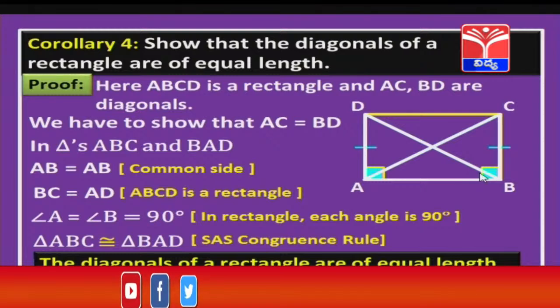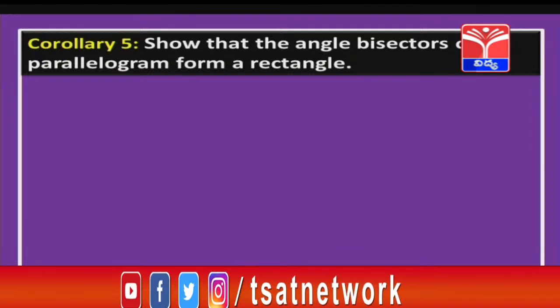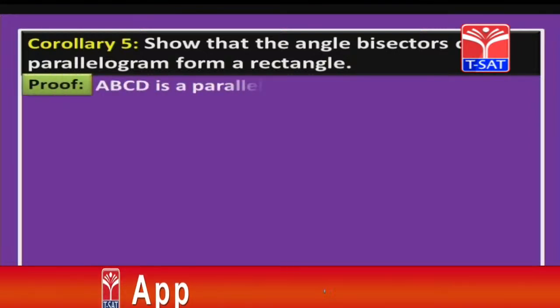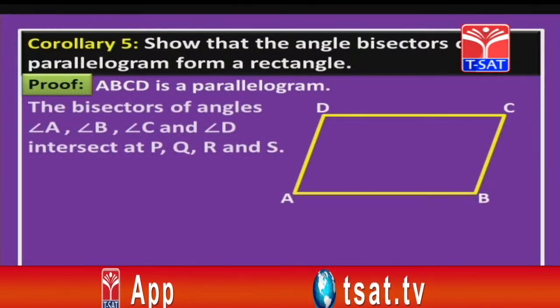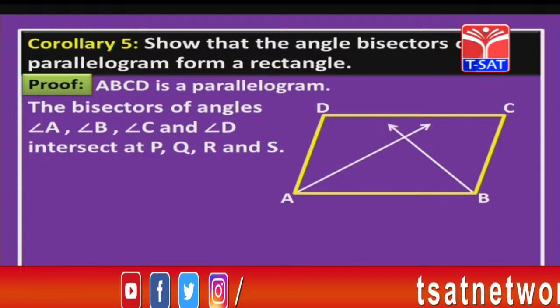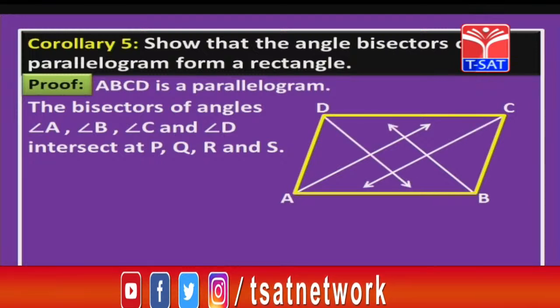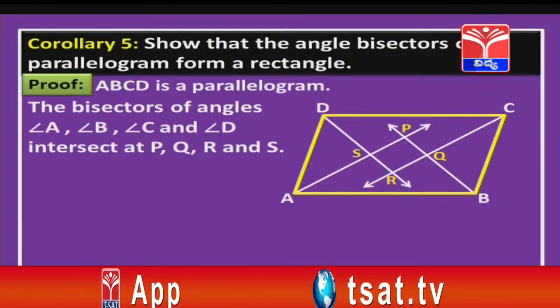Let us move on to our last corollary, children. Show that the angle bisectors of a parallelogram form a rectangle. So, let us prove it, children. Let us consider a parallelogram ABCD. Now, let us draw the bisectors of all four angles. Let us see how to draw the bisectors: for angle A, angle B, angle C and angle D, and mark these points as P, Q, R and S.